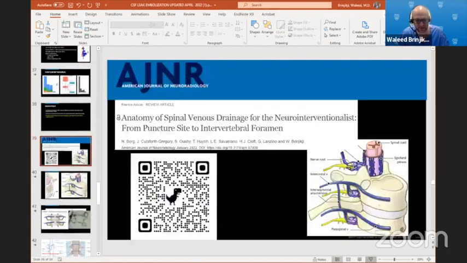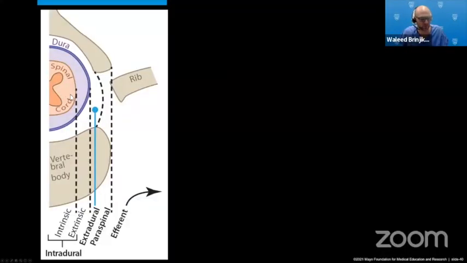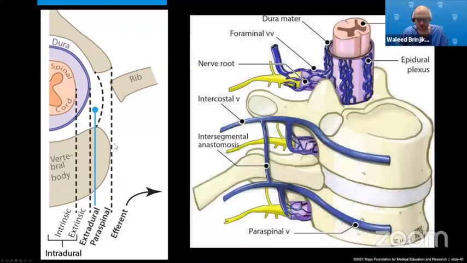I could talk for hours on this topic, but basically the extradural spinous anatomy, all of you are neurosurgeons, you're very well aware of this. We have our epidural plexus, we have our foraminal vein, and then we have the paraspinal vein, intercostal vein, and then we have intersegmental anastomoses between each level. So that's why when I embolize, I like to get all of this: the epidural, the foramen, the paraspinal, a little bit of intercostal and intersegmental, because then you trap all of the routes of venous egress of the CSF venous fistula. This is just another graphical illustration of that.